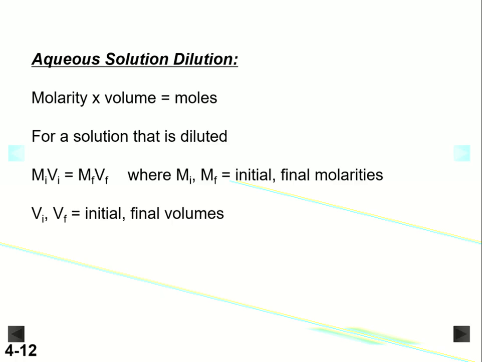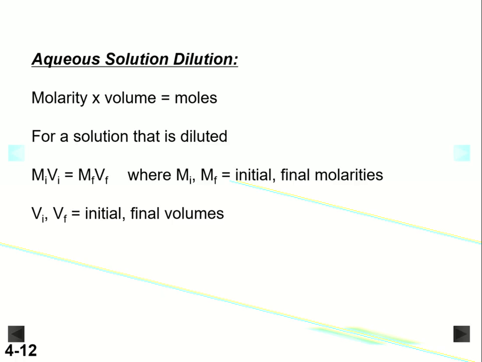And for a solution that we dilute, the concentration is going to go down. So imagine you take some Kool-Aid and you add extra water, the concentration will drop. But the amount of the Kool-Aid solute, that is the sugar and the dye, will stay the same. It will just be spread out over a larger volume of water. So in that case, the initial molarity times the initial volume equals the final molarity times the final volume. And why is that? Well, molarity times volume gives you moles, and if we're doing a dilution, the moles of solute before is equal to the moles of solute after. You simply added solvent.